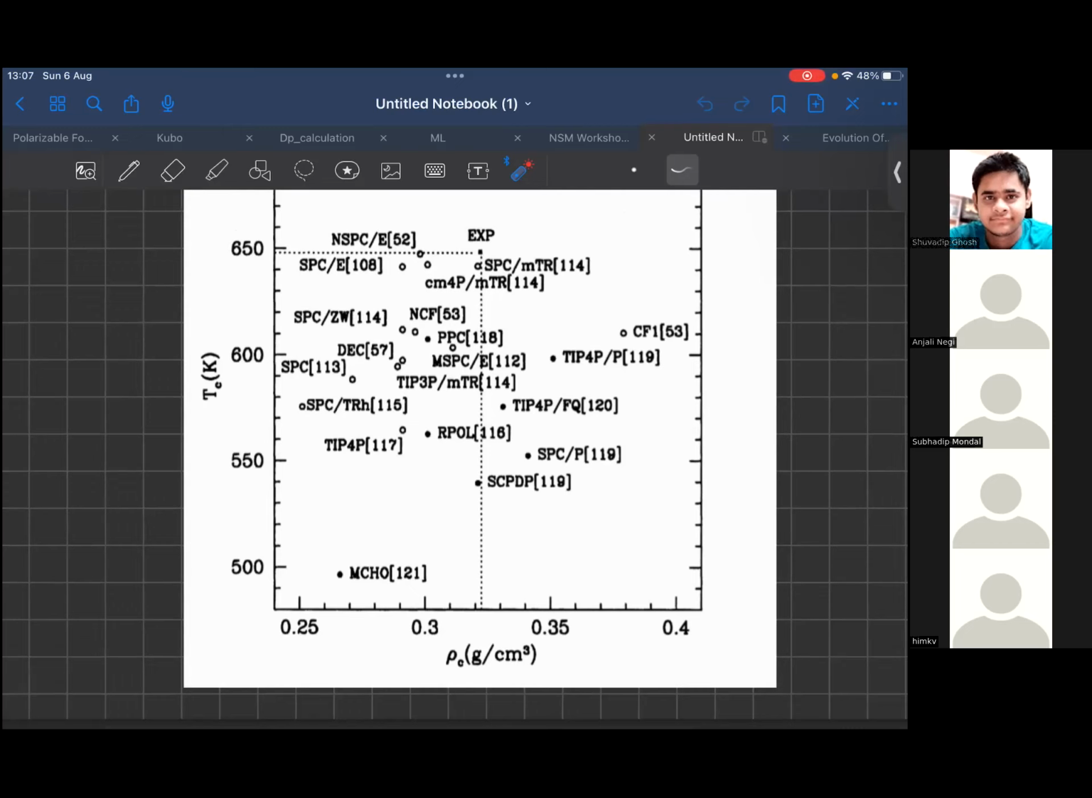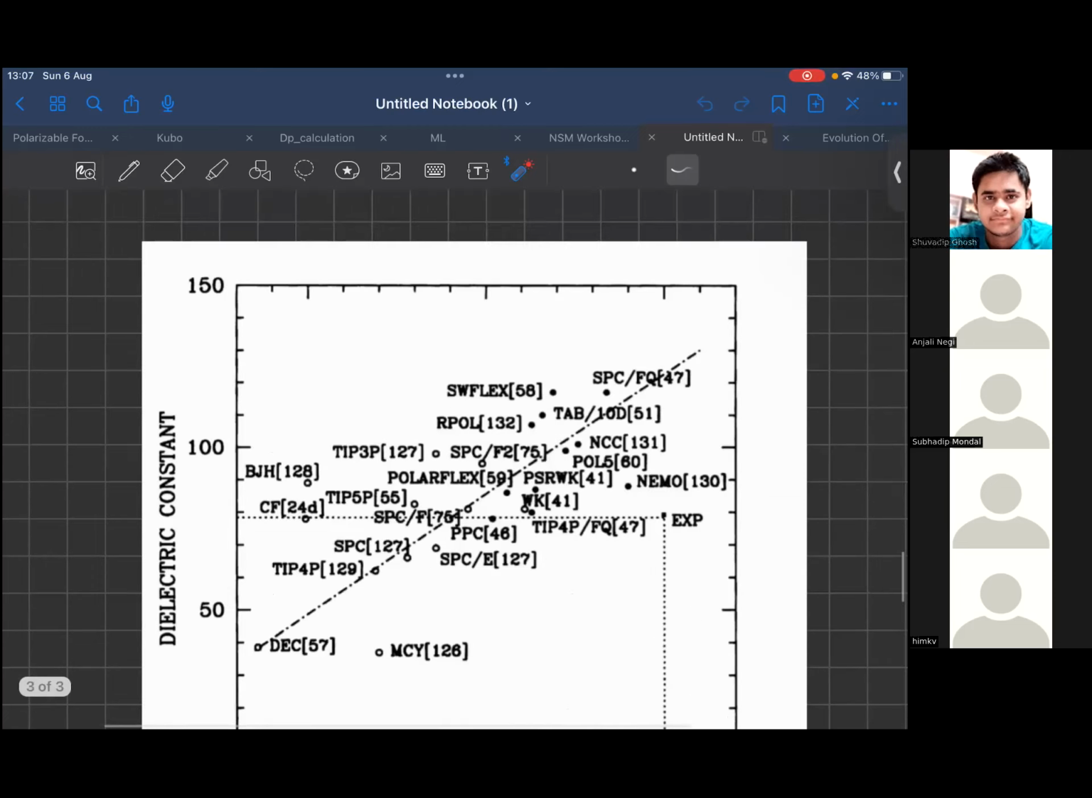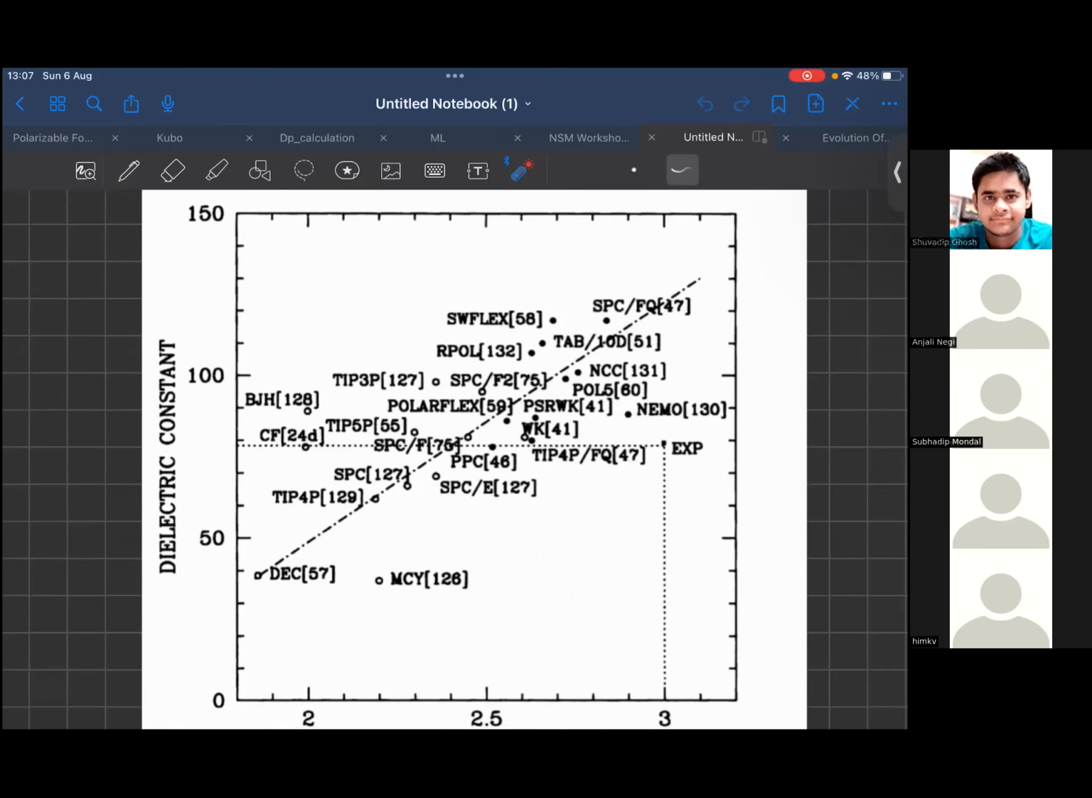And not only that, if people try to calculate the dielectric constant, you can also see that the dielectric constant values for these various water models are also very scattered. After showing all these plots, one can conclude something from that. It's the feeling from these 40 years of active research. We can make a few conclusions from that.